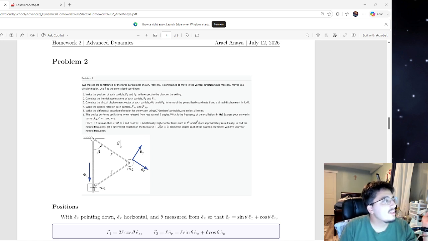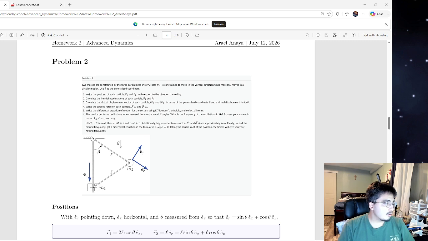Hi everyone, I'm going to be doing problem 2 from homework 2 this time. I'm doing this one because it was probably the hardest problem on the homework for me, so I figured talking about it and getting input on my answers might be helpful to better understand the concept.